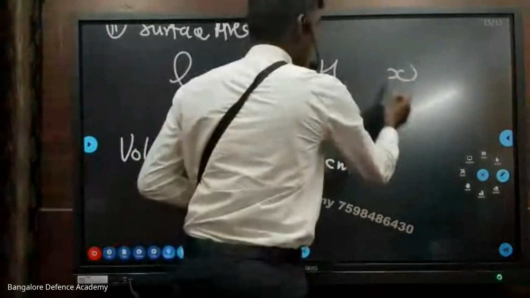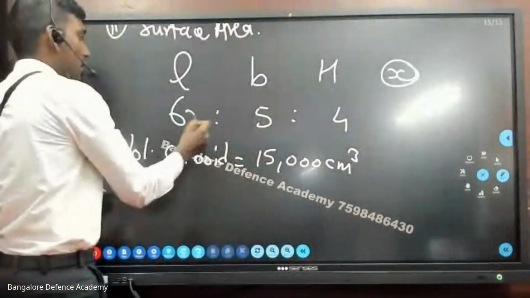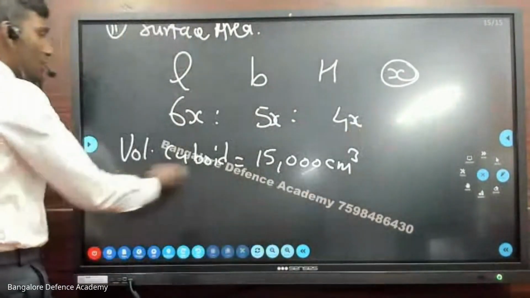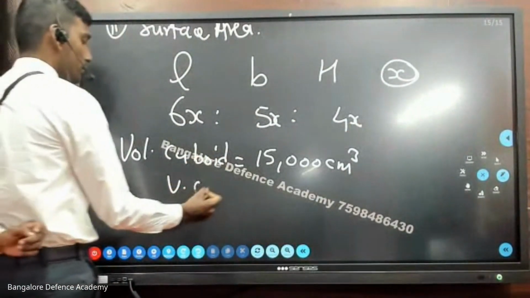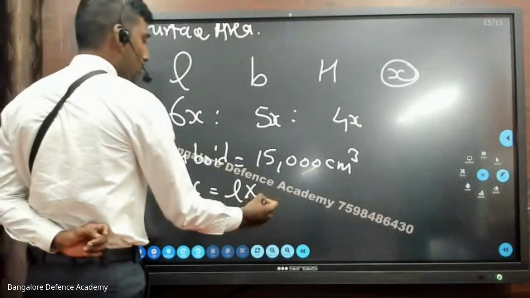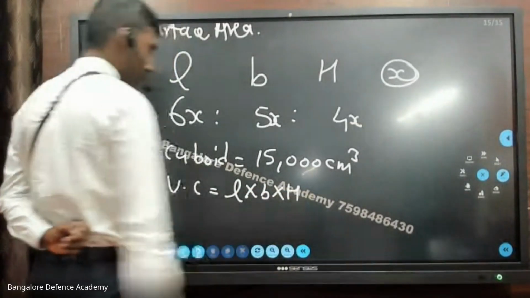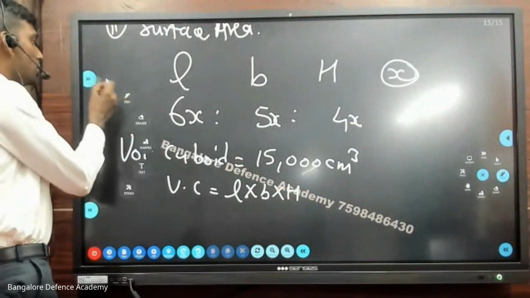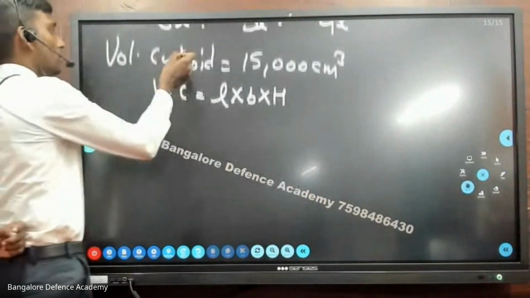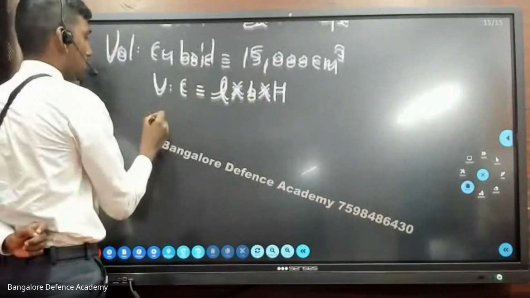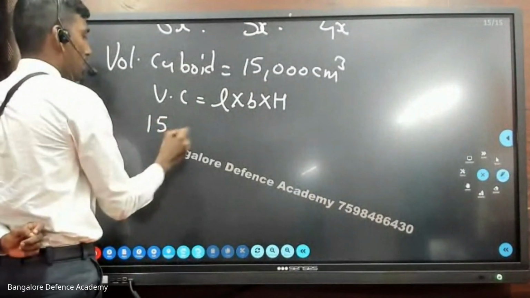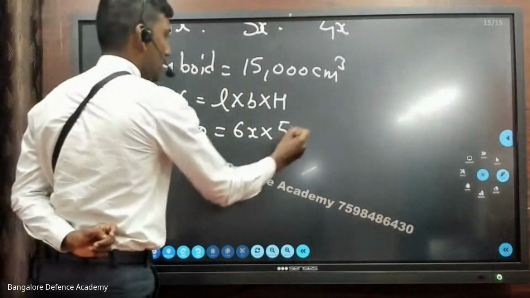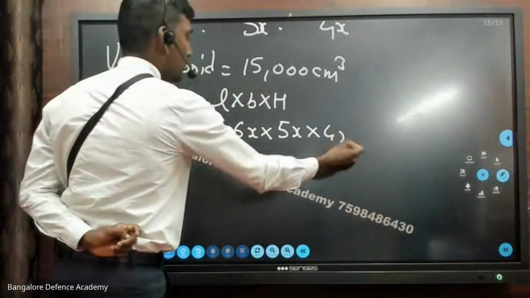समझ में आया? So now what happens? I take the length as 6x, this is 5x, and this is 4x. Now what is the volume of cuboid formula? Length into breadth into height. Yes or no? So now, what is the data given here? 15,000 is equal to, can I say, 6x into 5x into 4x?